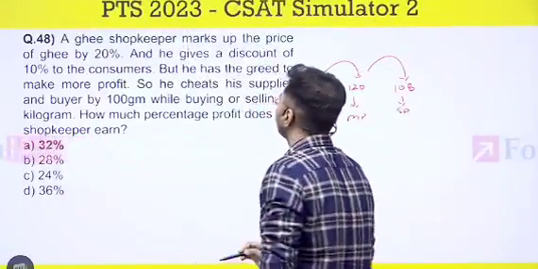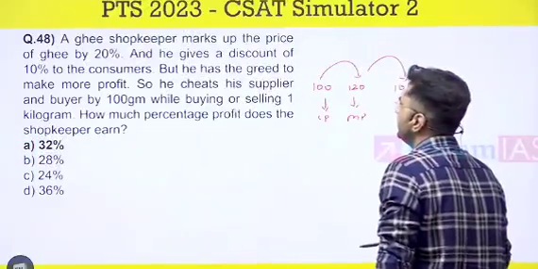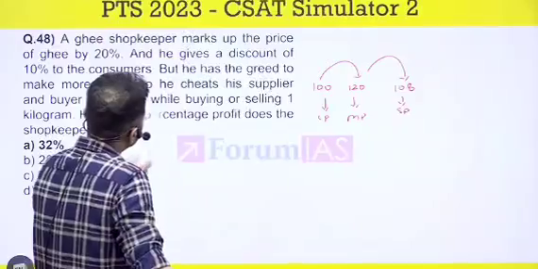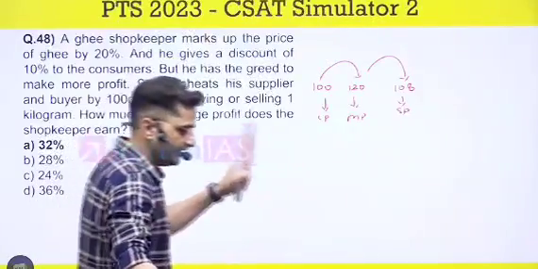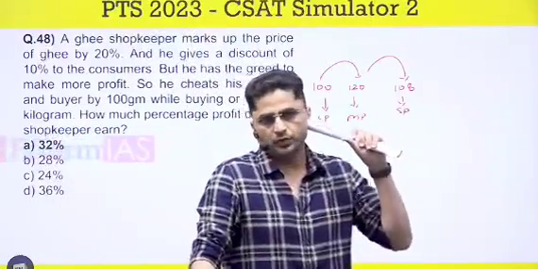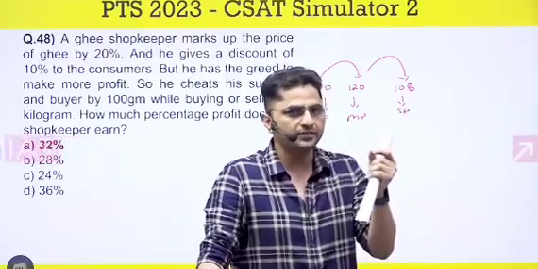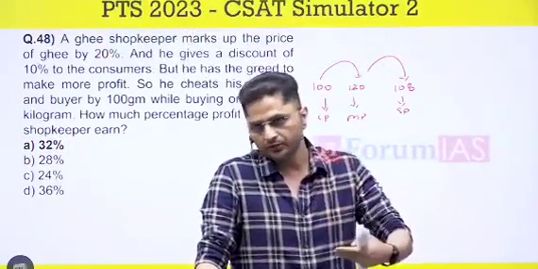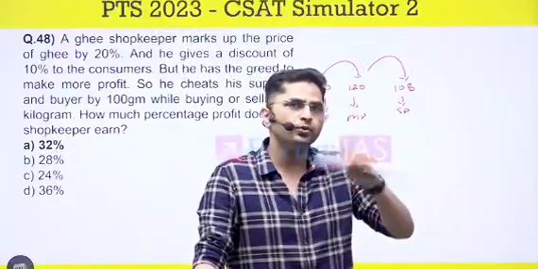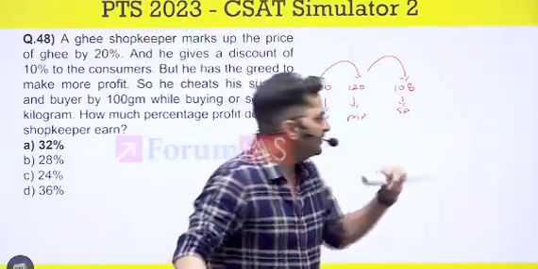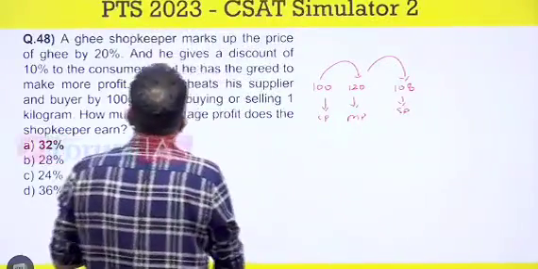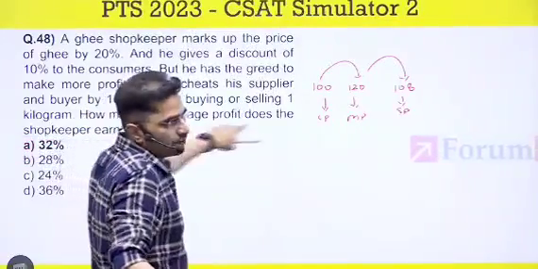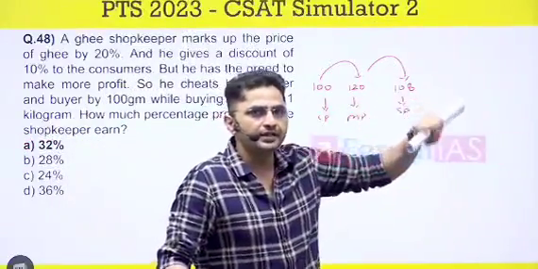Then it says he cheats the supplier as well as the buyer. So he's cheating on both ends. Often we get the question where they normally cheat, let's say, the person they're selling to. But here he's cheating both sides of the equation. That makes this question slightly tricky. Let's see. So he cheats his suppliers and buyers by 100 grams. So on both ends he's cheating by 100 grams.